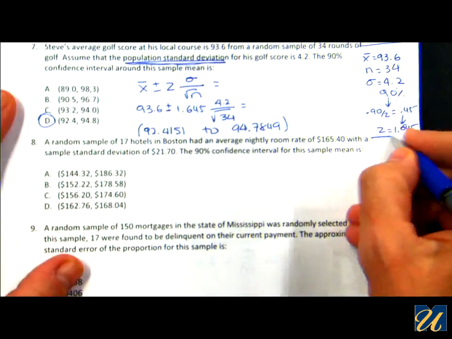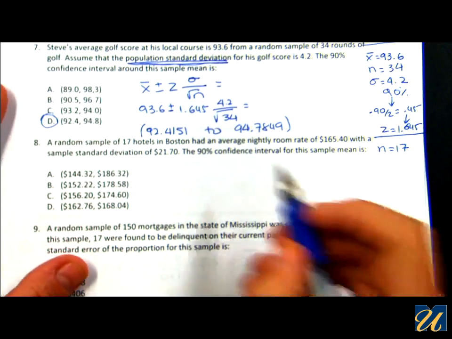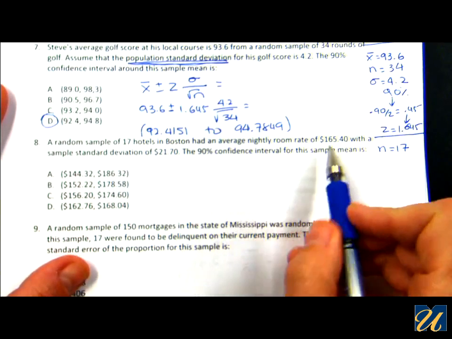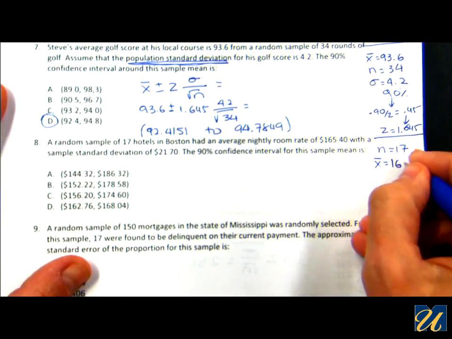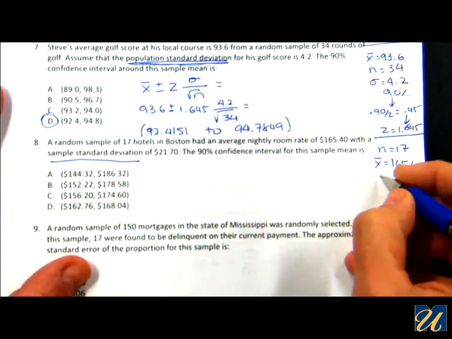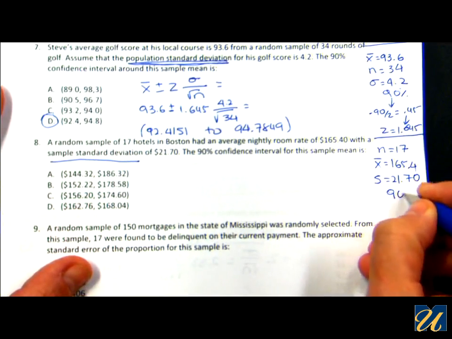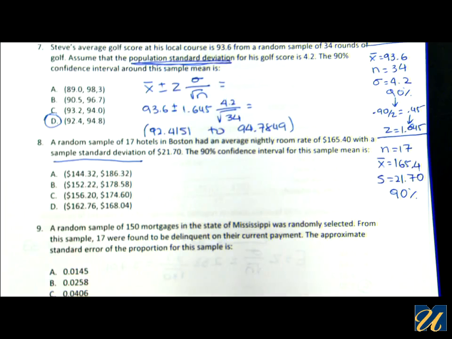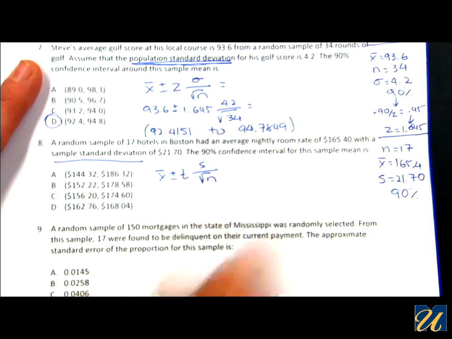For number 8, a random sample n equal to 17 hotels in Boston has an average nightly room rate of 165.4. So x bar is equal to 165.4 with a sample standard deviation S equal to 21.7. Construct a 90% confidence interval for this sample mean. Since I am given S, a sample standard deviation, we are case number 2: x bar plus or minus t times S over square root of n.